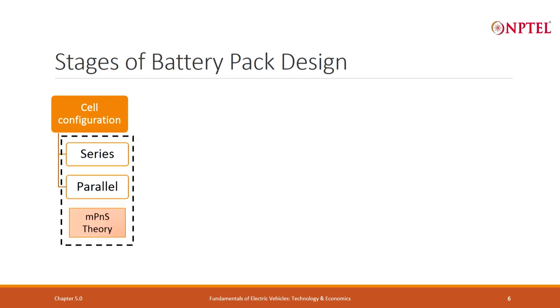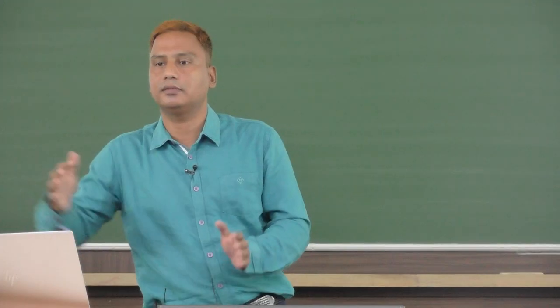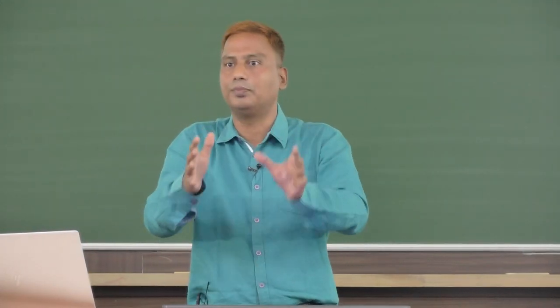The first one is cell configuration. To achieve the required voltage, current and capacity, we have to put the cells in series and parallel. And what we have understood in chapter 4, parallel first, series second, and that is why MPNS. So, Ah we will get by putting the cells in parallel first, and then the required voltage by putting each parallel group in series.